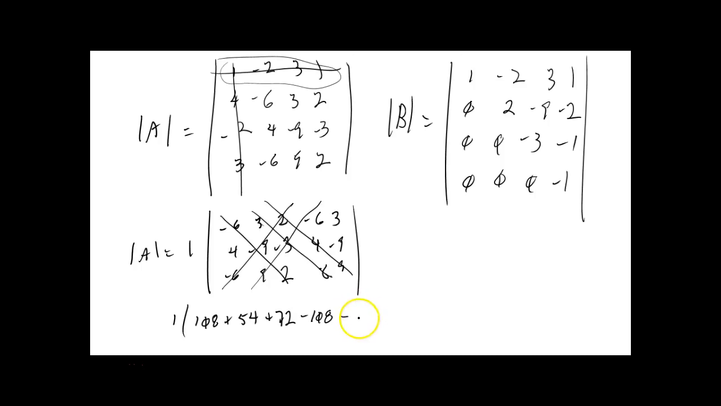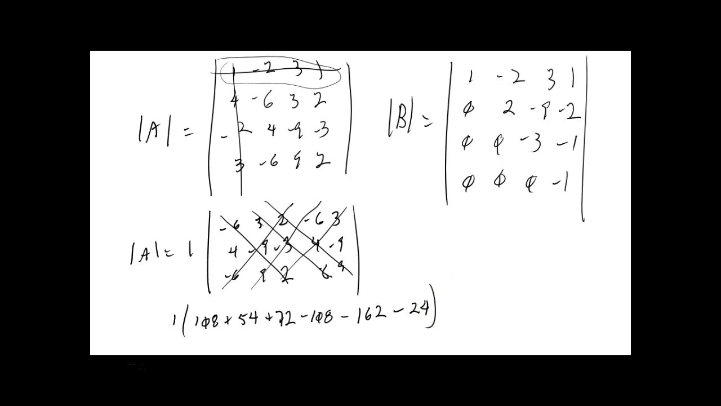I think that's 162. Someone check me on that. 54 times 3, I believe it's 162. Is that right? Okay. And then this one is going to be a minus, and that's going to be 24.